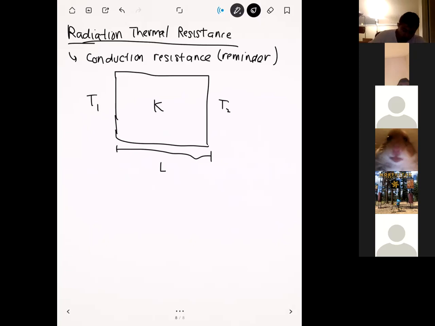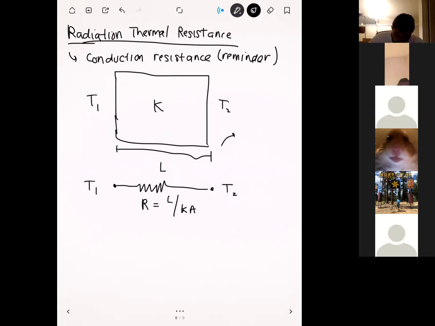And so to form a thermal circuit between this, we can make one side node T1, and make the other node T2. And we'll draw a resistor in between. What we say is that the resistor is equal to the length of the material divided by the thermal conductivity times A.